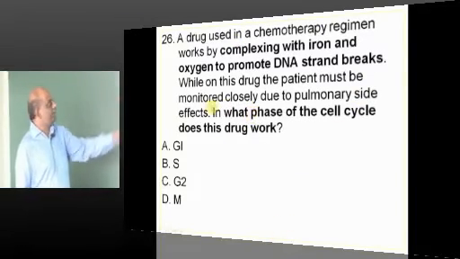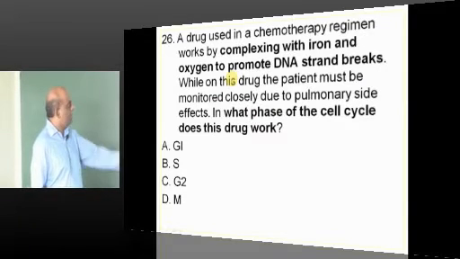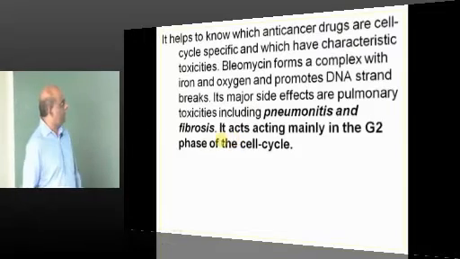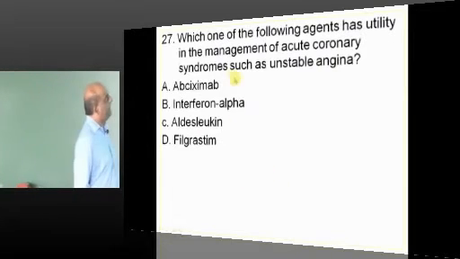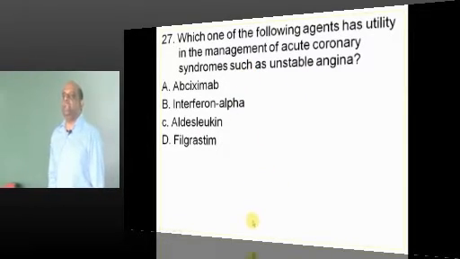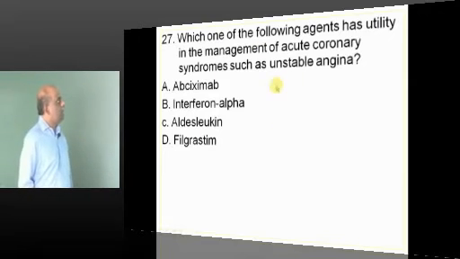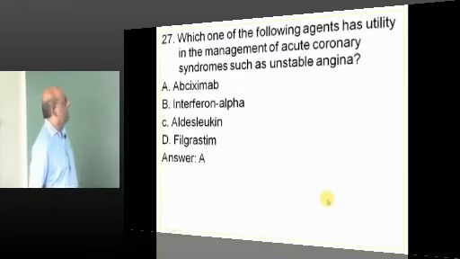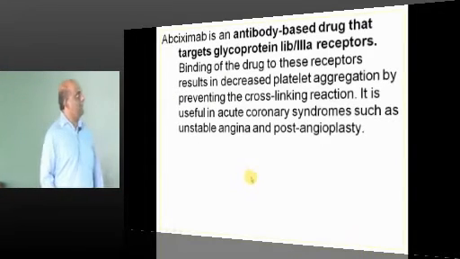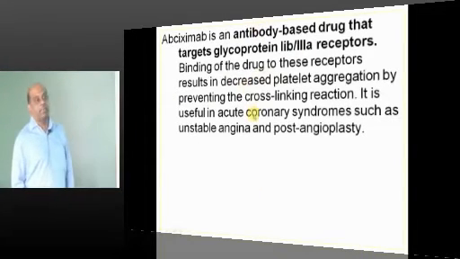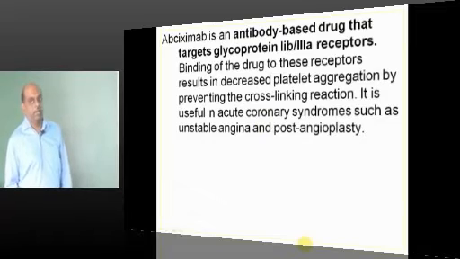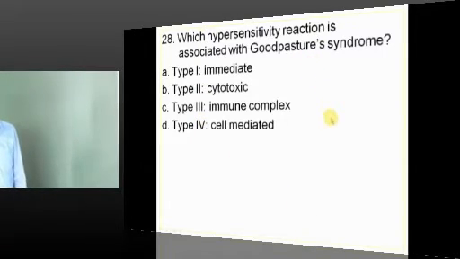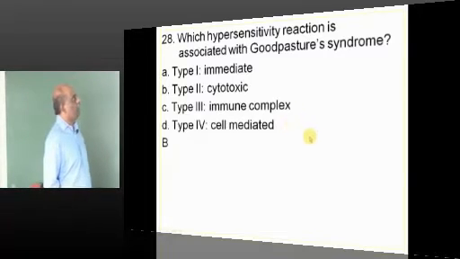Now, what is that antineoplastic drug? Bleomycin. So? G2 phase. G2. That's good. G2 phase of the cell cycle, it acts mainly. Unstable angina. Give me an answer, doctor. Acute coronary syndrome. Abciximab. Huh? Abciximab. That's right. Abciximab is a 2B3A receptor monoclonal antibody. Now, Goodpasture. Type 2. Type 2, which is cytotoxic.